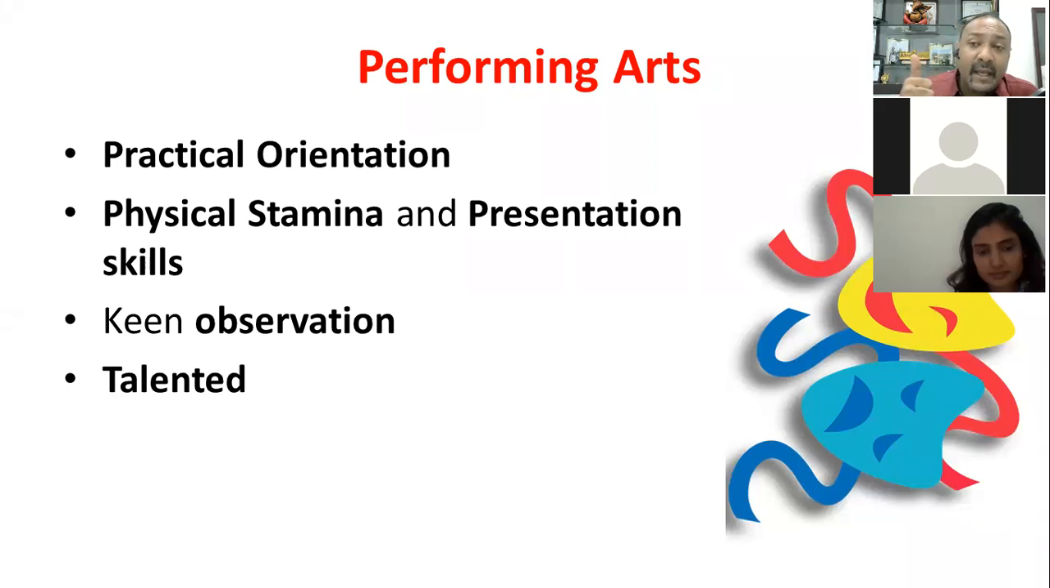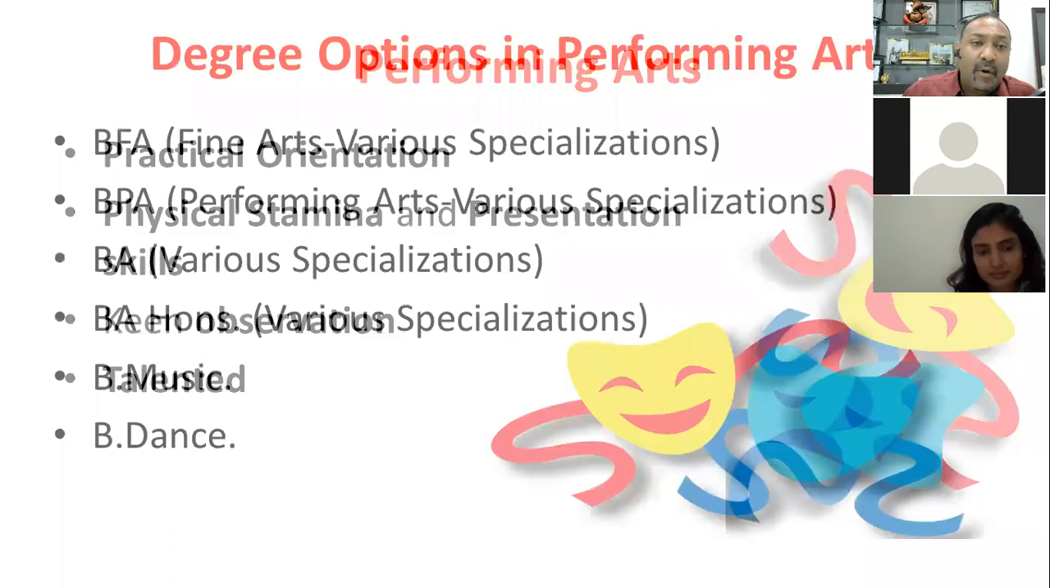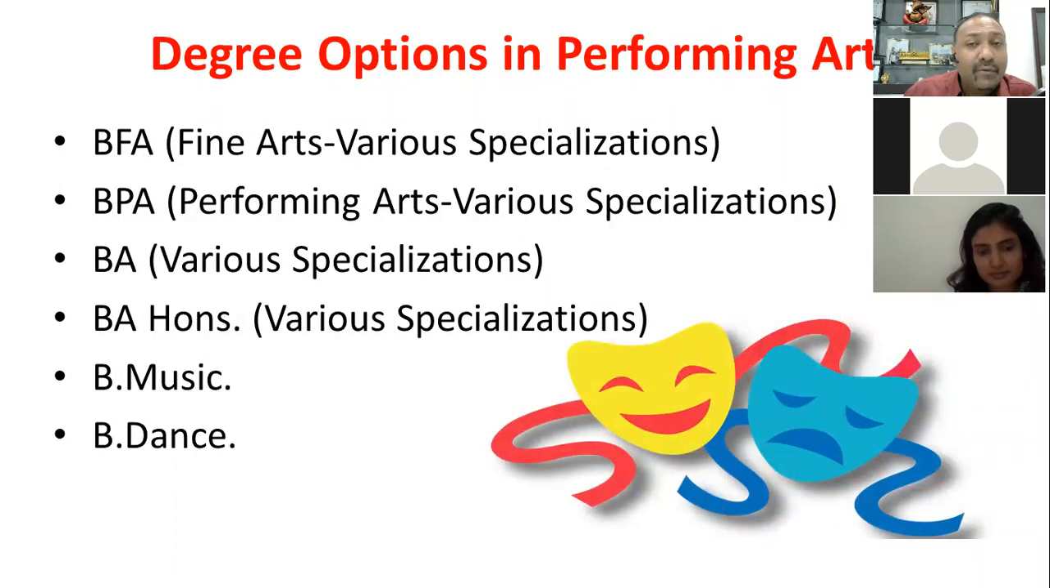Either it could be singing, which also includes instrument playing, or it could be dancing, or it could be acting. So if you are very strongly practical oriented, you have strong physical stamina, presentation skills, very keen observation, and you are extremely talented in any one or more forms of performing art, then after 12th, moving to a performing arts option could be a beautiful thing for you.